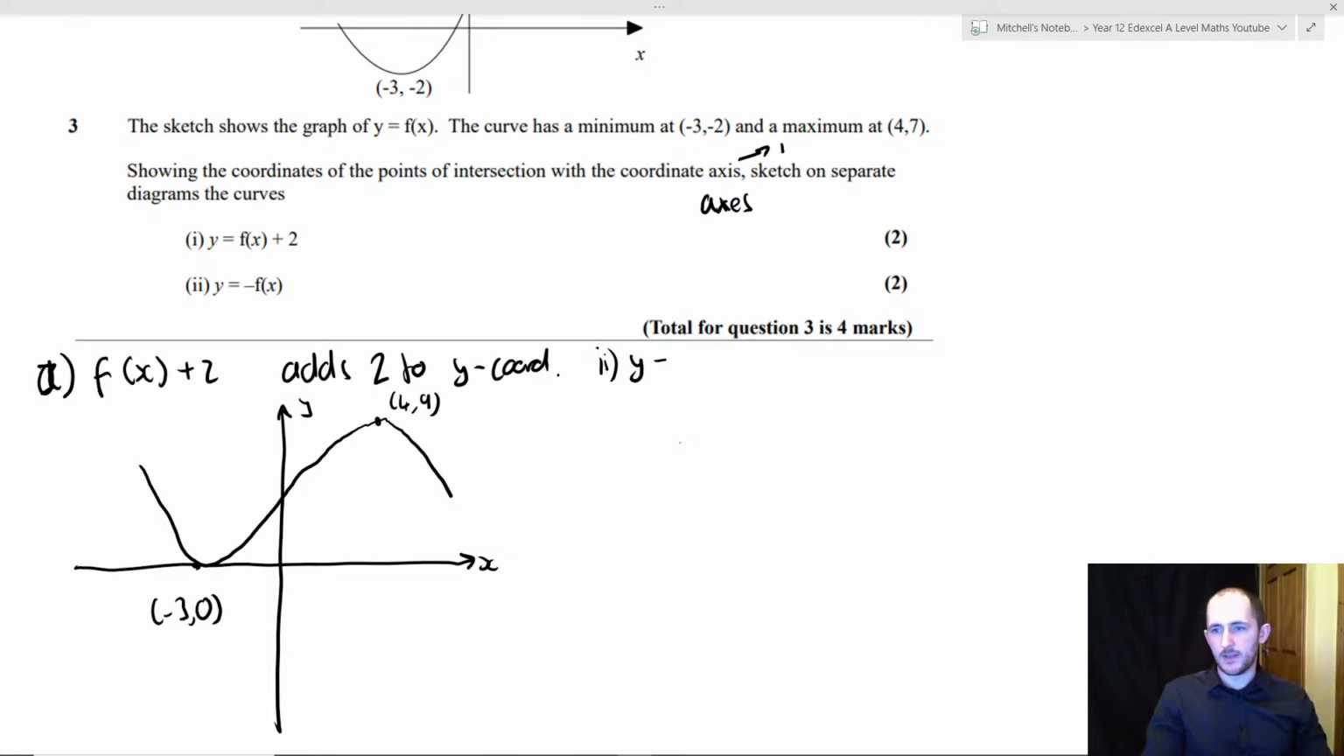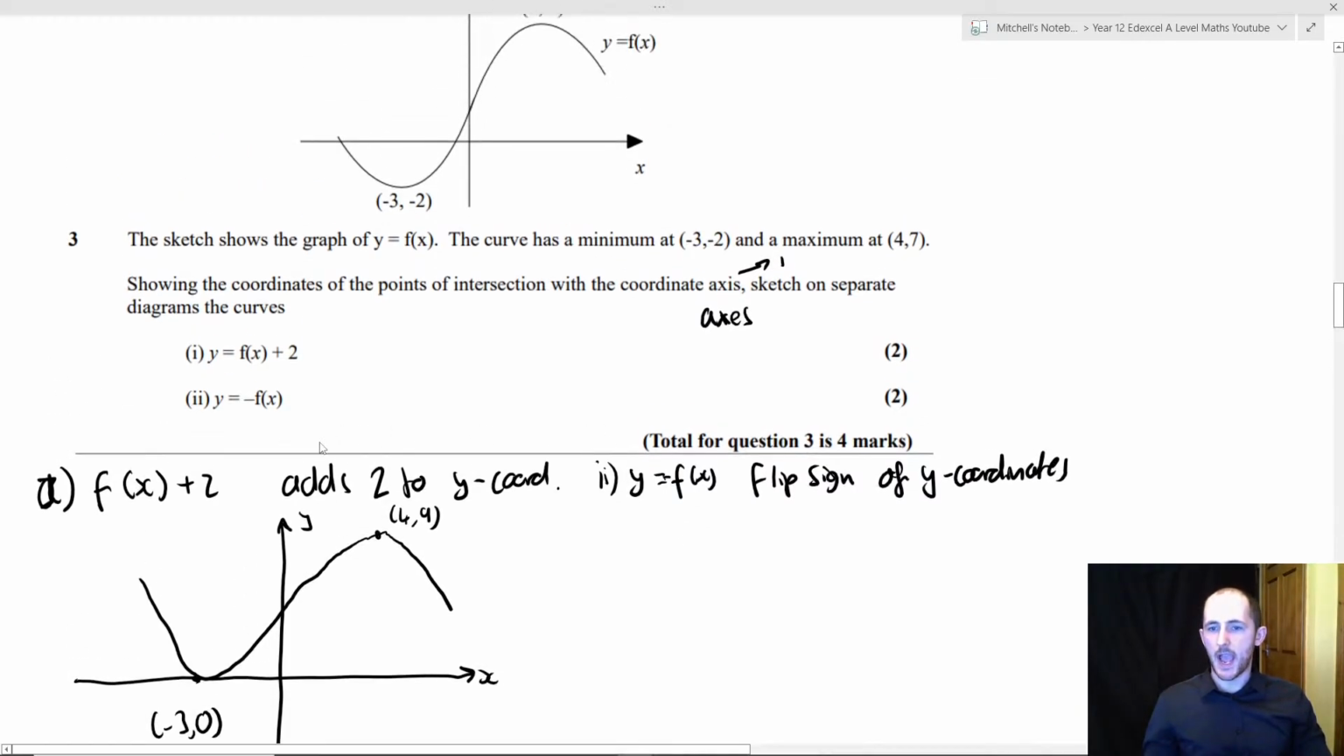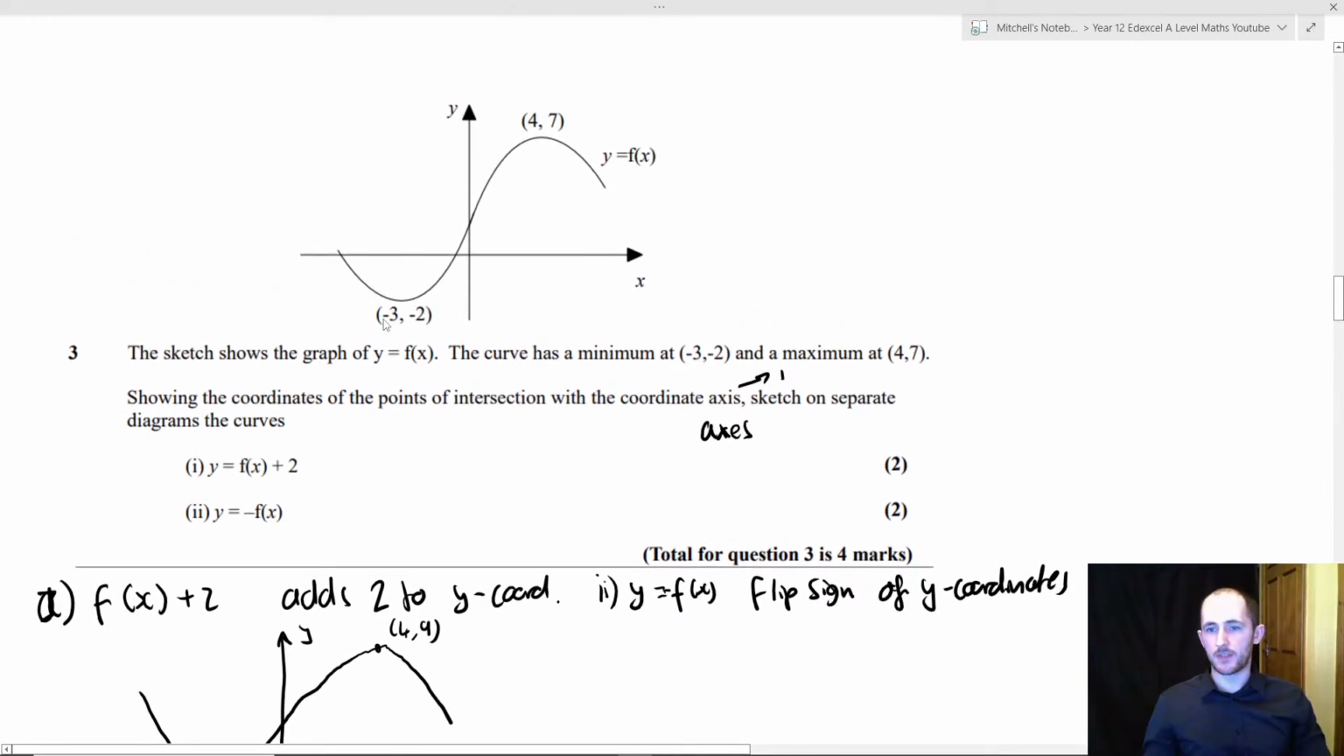We have y equals minus f of x. So what it does is it's timesing the y values by -1, so it's just flipping the sign of the y coordinates. Okay, and that's all you need to do. So instead of -3 minus 2, we have -3 plus 2.